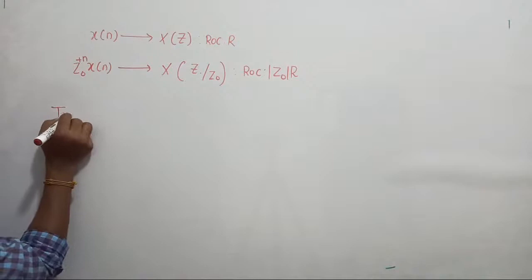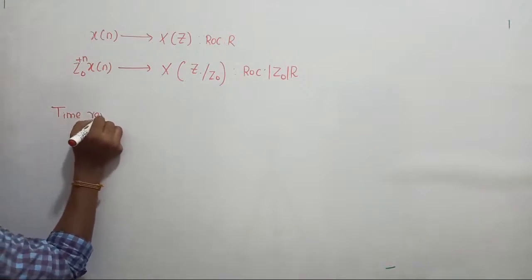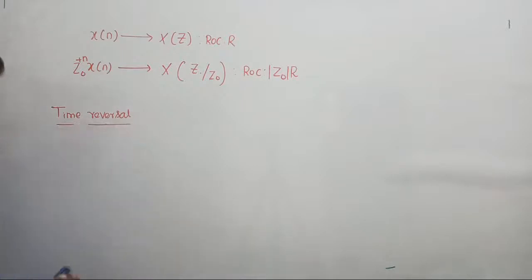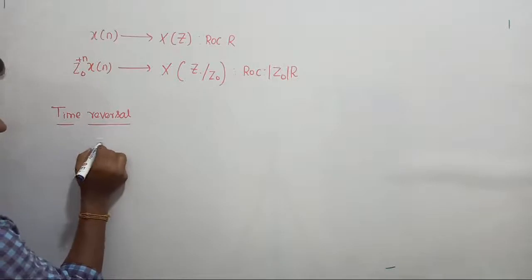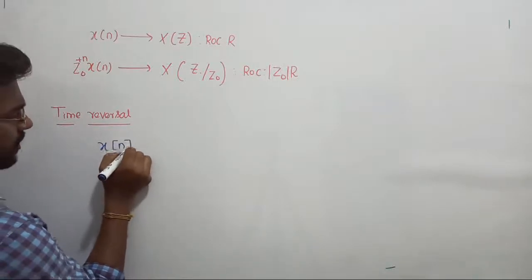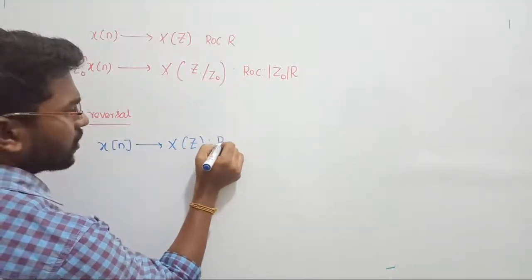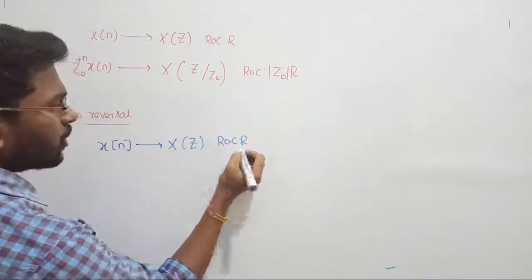Let us see the next property, time reversal. The next property that we are going to look at now is called time reversal. Time reversal is very simple. Let me define it. For x of n, its corresponding z transformation can be simply defined as x of z with the region of convergence simply R.